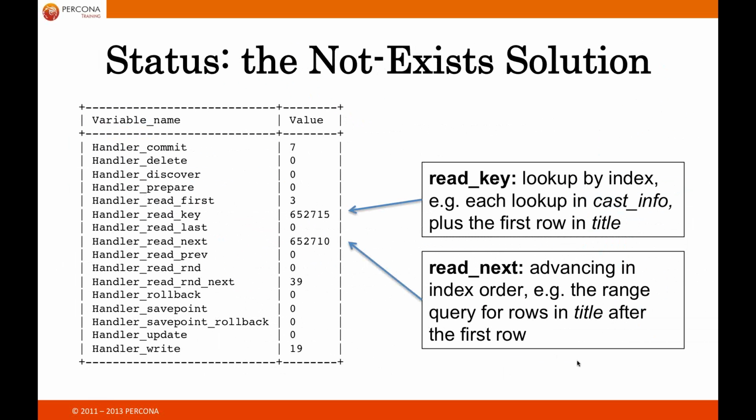And here's an example of the output. All of those different handler-prefixed status variables are counts of how many times those individual calls have been made. The handler interface is an API through which the MySQL storage-independent portion makes requests of the storage engine. And here we see that it was doing a whole bunch of read-by-index lookups. For example, if it was looking up into the index on the cast info table for that subquery, and it also was doing that to get the first row in the title as it was looking for movies, scanning through that index. And then read next is advancing in index order. That is the queries for the rows in the title after the first row as it was advancing iteratively through that table.